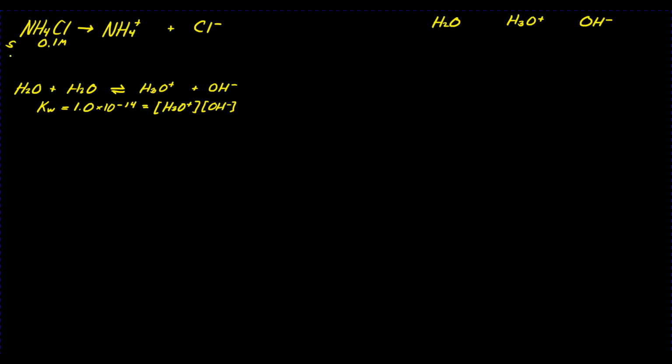So this is the start, and then during the reaction, all of this will be dissociated to produce ammonium ion and chloride ion. So finally, this is going to be 0, this is going to be 0.1, and this is going to be 0.1. Let's see how these two ions will interact with the species present in water. Let's start with chloride ion.